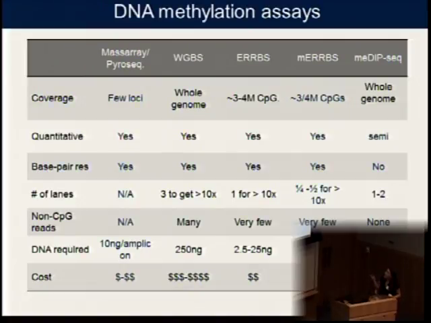And finally, you can do MeDIP, that's the antibody-based. It'll give you whole genome. It's semi-quantitative, like a ChIP. By the intensity of the peak, you'll know the amount of signal. But it's not base pair resolution. Depending on the depth, you will require 1 to 2 lanes, and it requires more DNA. If your sample is very hypomethylated, you're going to have to give me as much as 1 microgram. If your sample has normal methylation, we can probably go down to 200 or even 100 nanograms.